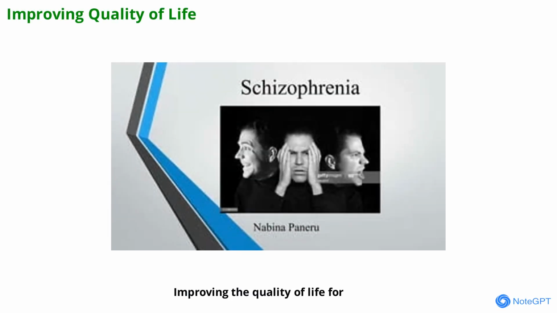Improving the quality of life for individuals with schizophrenia goes beyond symptom control. It includes supporting social integration, vocational rehabilitation, and access to educational opportunities. Encouraging participation in meaningful activities and fostering supportive relationships are key components of holistic care.